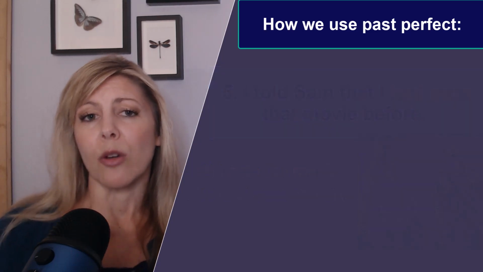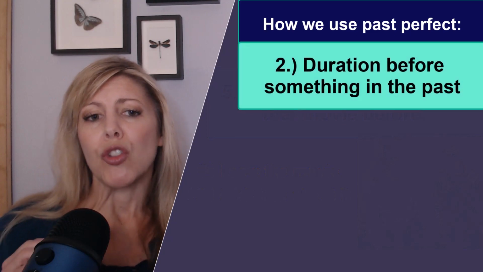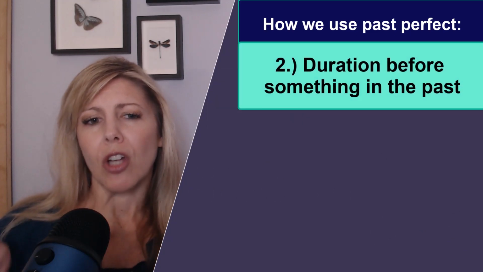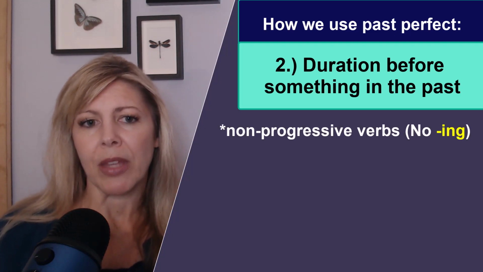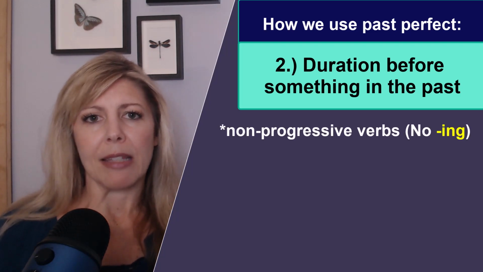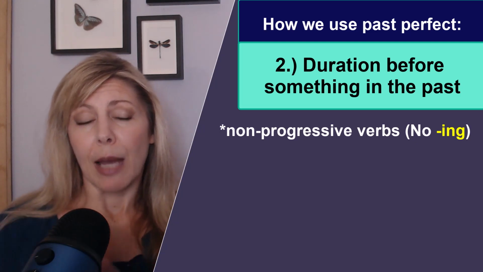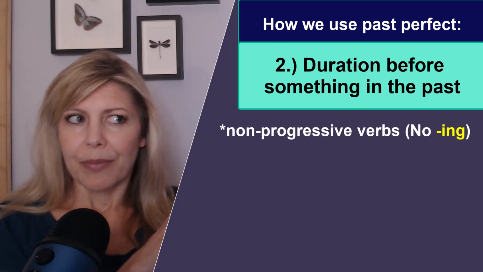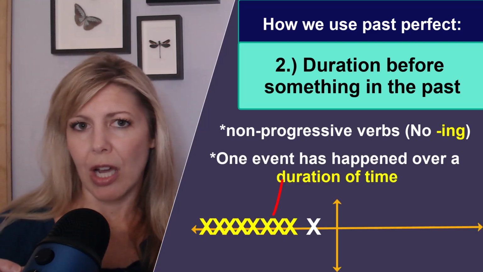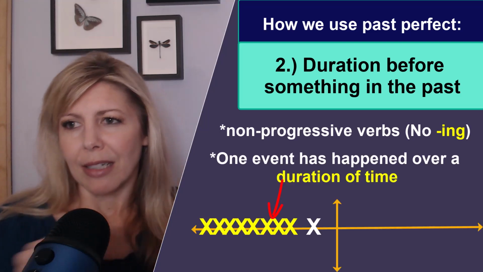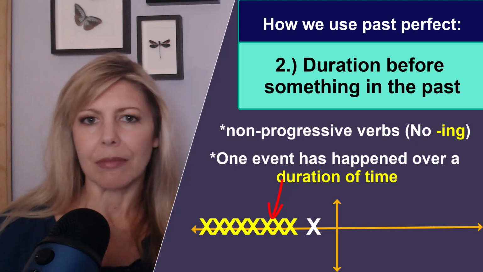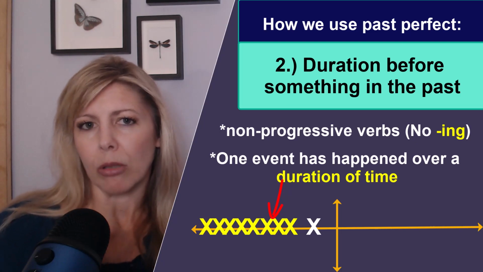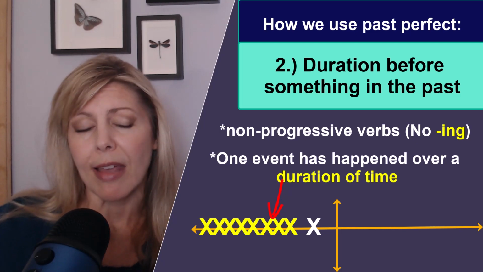Now, a second way that we use past perfect is with duration before something in the past. And we use non-progressive verbs for this. So it's still the same idea of 2 events happening in the past, 2 events completed in the past, but one event has happened over a duration of time. That's the only difference. One event had been ongoing for a while before the other event. So that's the only difference, and we want to express that.